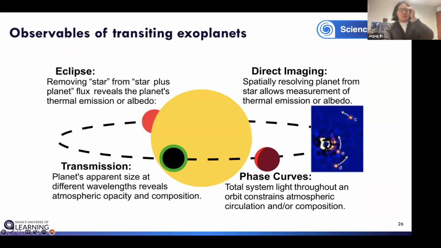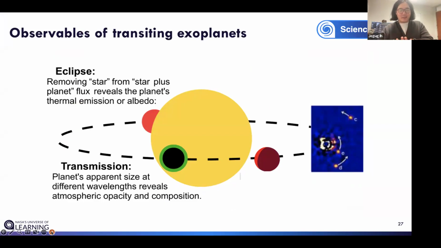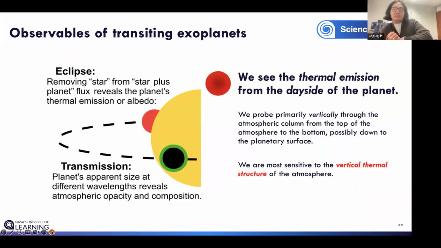So if you go to the next slide, please. And thank you, Natalie, for introducing the observing techniques that we have to look at exoplanets. So there's eclipse, transmission, phase curves, and direct imaging. But if you go to the next slide, please. I will not talk about direct imaging because it's very hard for rocky planets. And I will not talk about phase curves simply because we don't have too many examples of those. So what you see in eclipse is the planet going behind the star, and what you see in transmission is the planet going in front of the star.